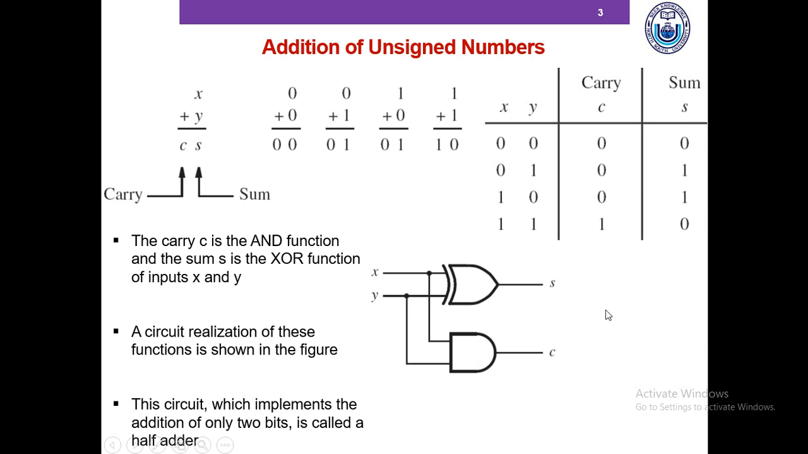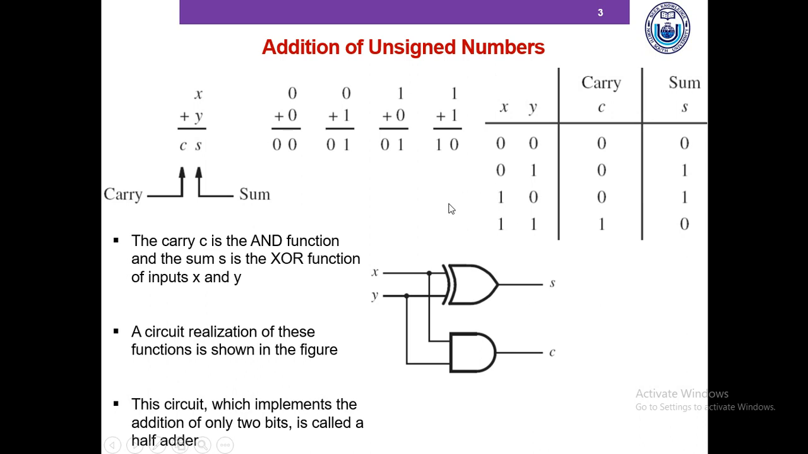The carry C is the AND function, and the sum S is the XOR function of the inputs X and Y. Obviously this is a simple one, so you can do it without the Karnaugh maps. The circuit realization of these functions is shown in this figure. This is the sum output and this is the carry output.